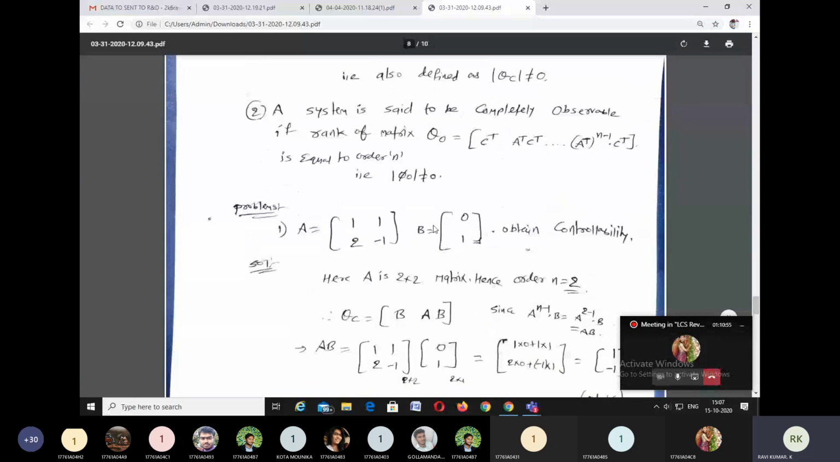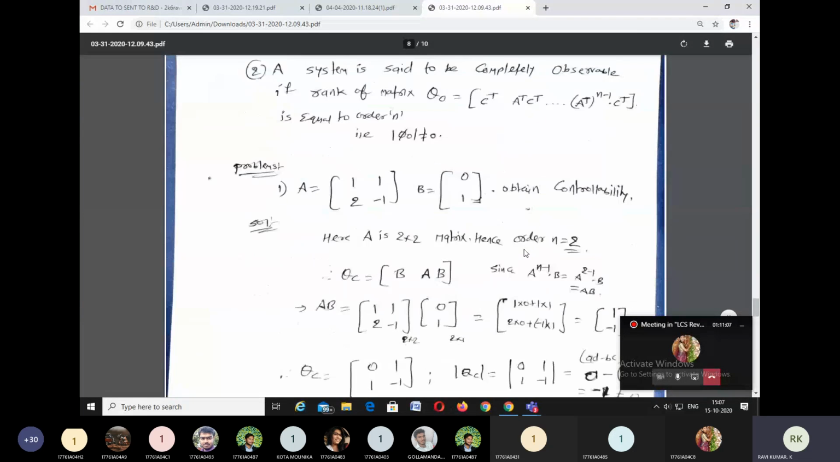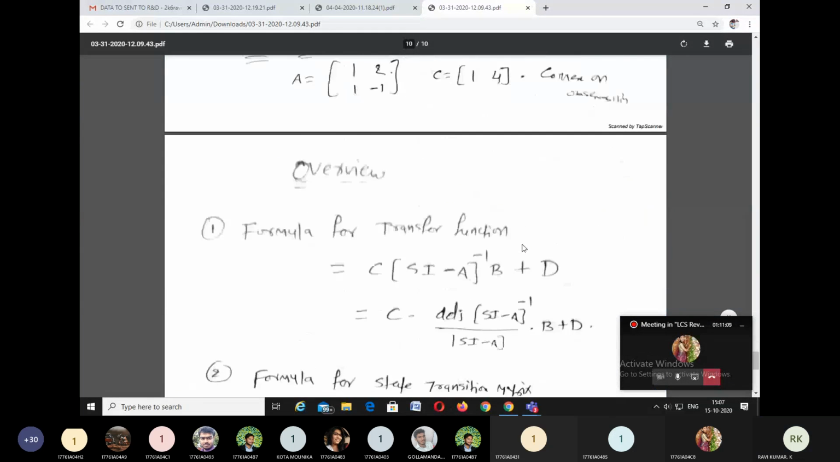Whereas coming to controllability, you require B, AB, A square B, and so on up to A power n minus 1 into B. Here, B and A matrices we require for controllability. For observability, we require C and A matrices. These are the two important problems we have in the syllabus.